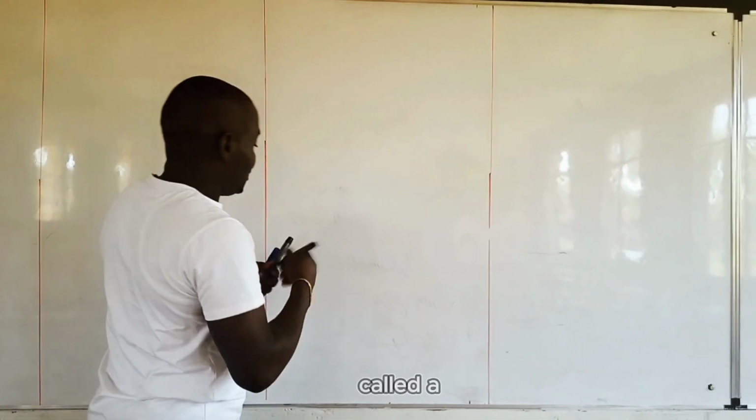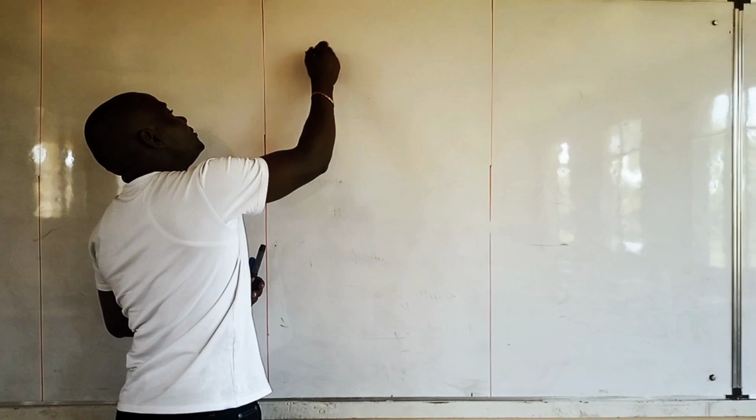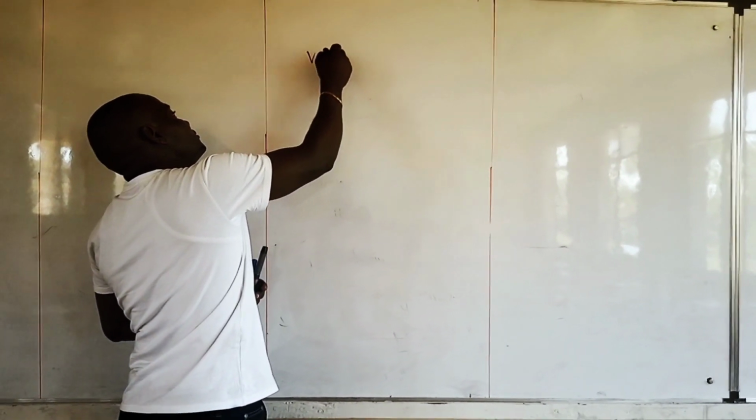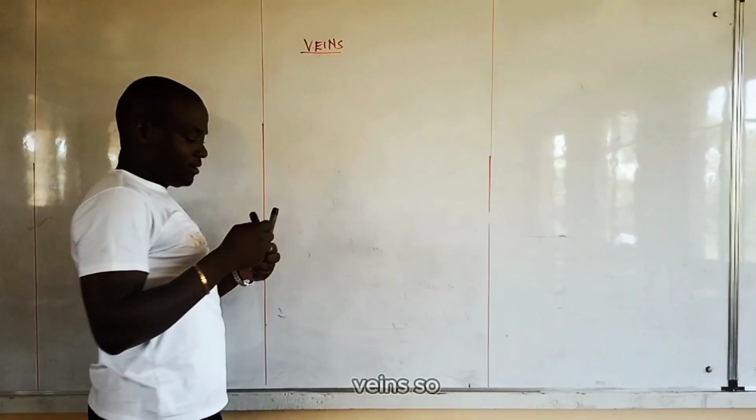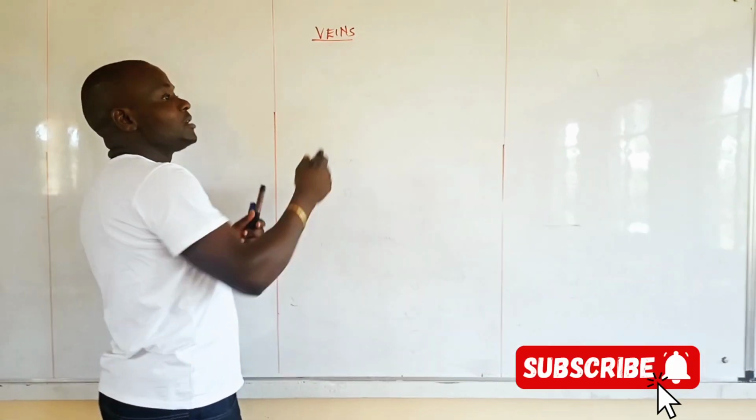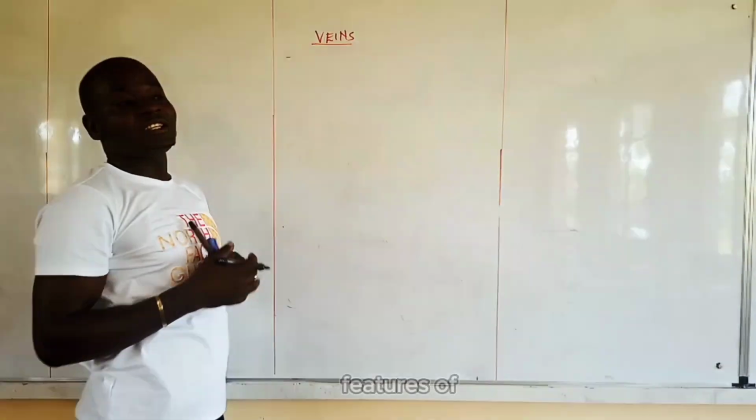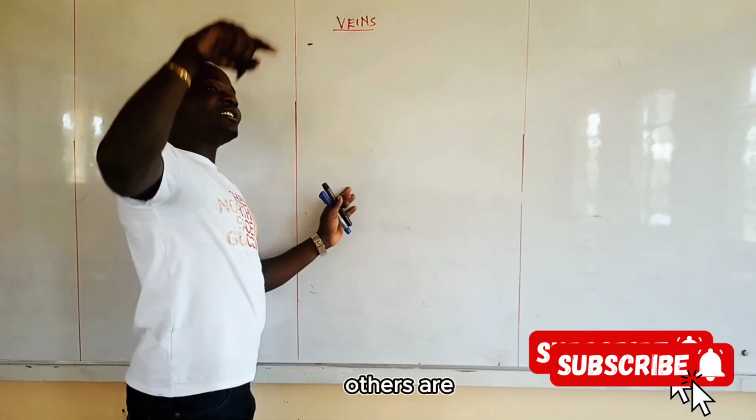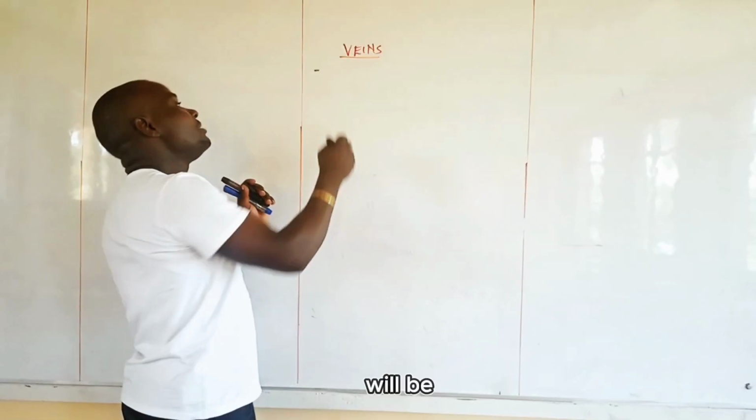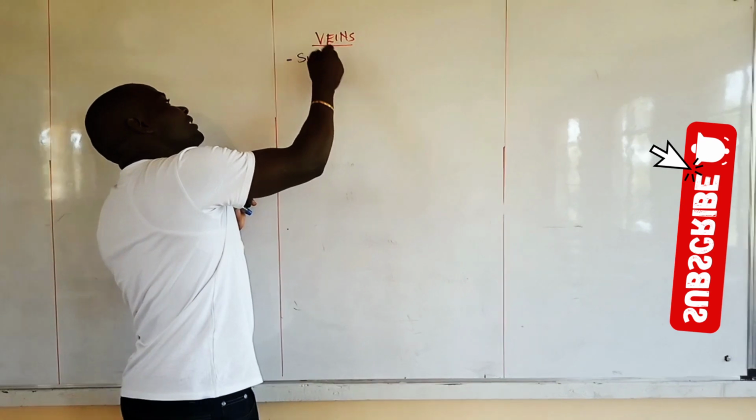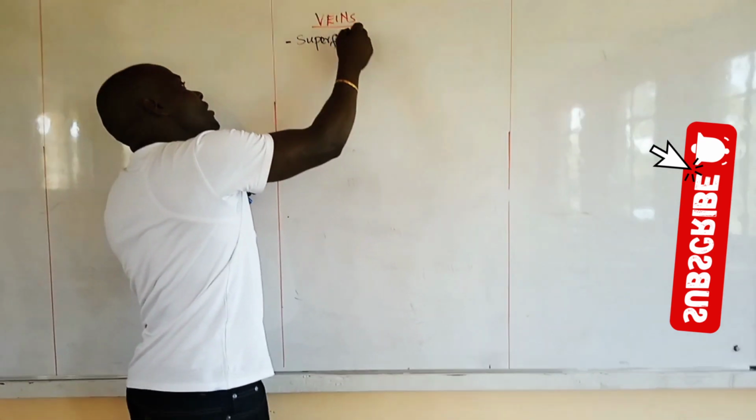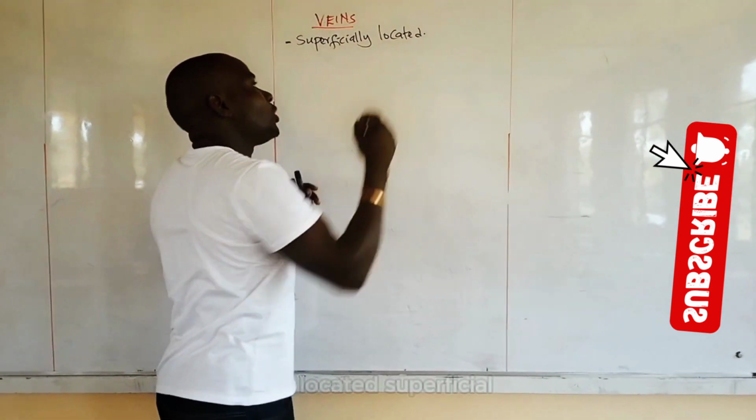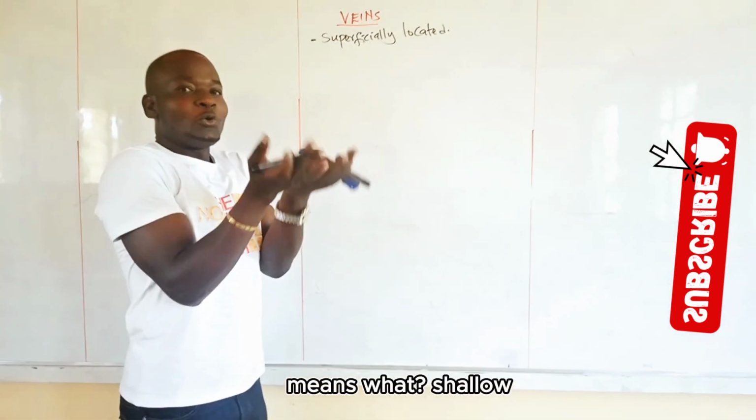The next one is called veins. So what are veins? One of the features of veins is that we have said that arteries are deeply located, so veins will be superficially located. Superficially means what? Shallow.